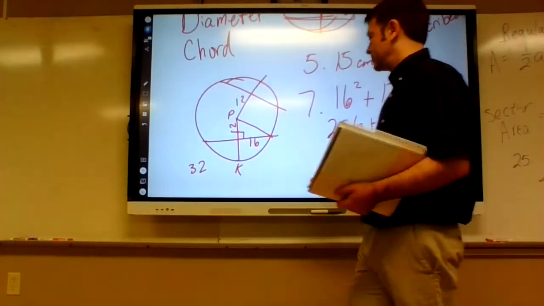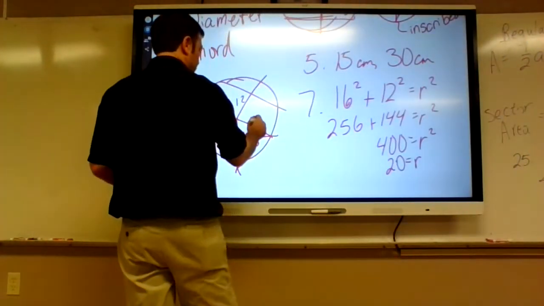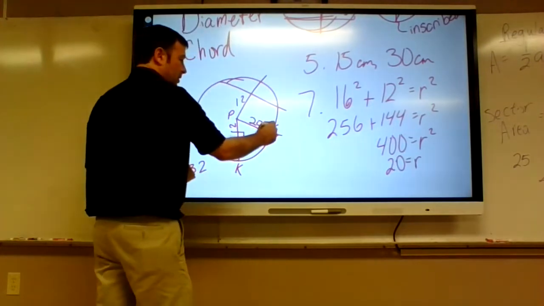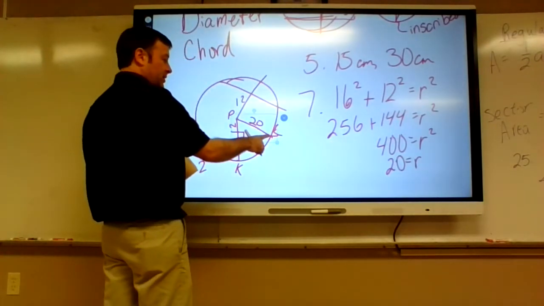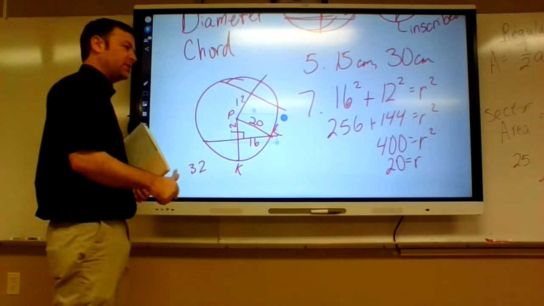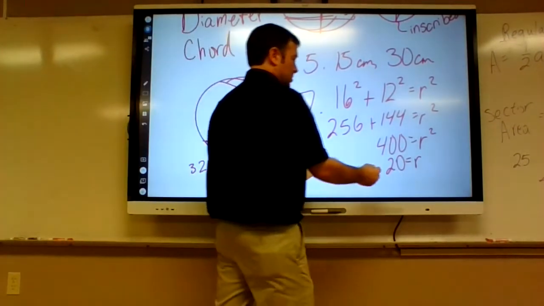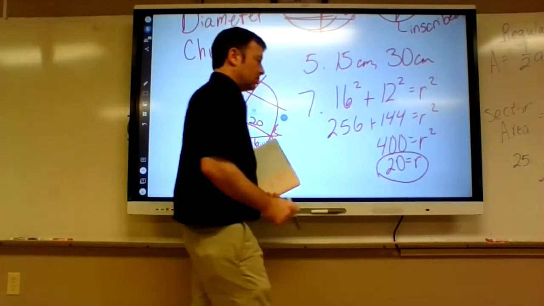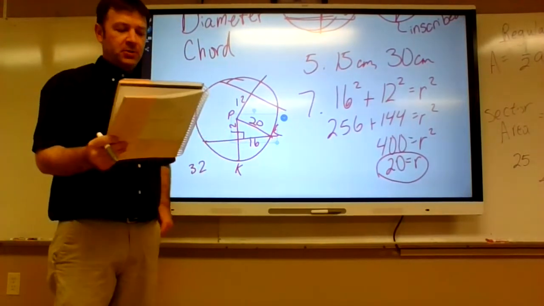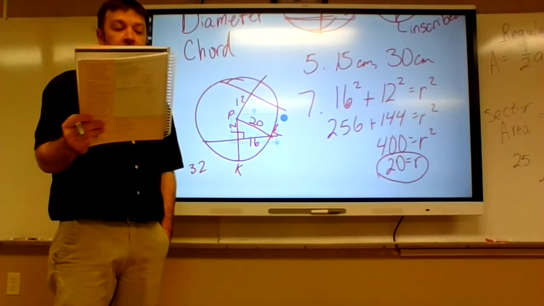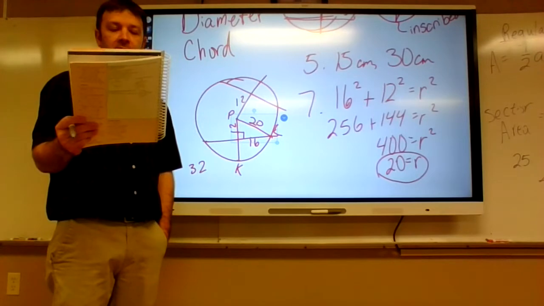Is 20 our answer? Well, for PK, 20 is the length of a radius, and PK is also a radius, so yeah, 20 is our answer. Then we need to find the next one. Okay, it also asks us to find MK.